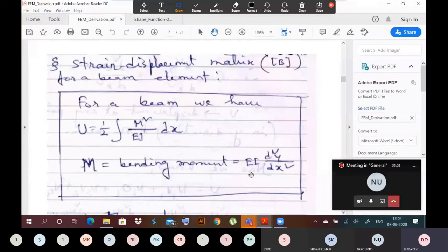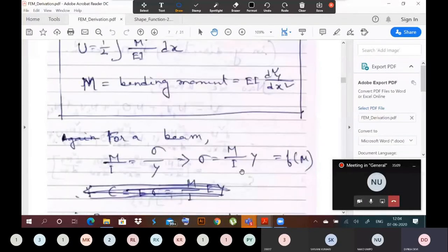So in case of a beam, the bending moment can be considered as the stress resultant. Again, we have M is equal to EI d square y by dx square. Now if I consider a prismatic bar, EI will be constant throughout the bar. So d square y by dx square can be considered as the strain resultant, where M is the stress resultant. That is the difference between a beam and a bar element.